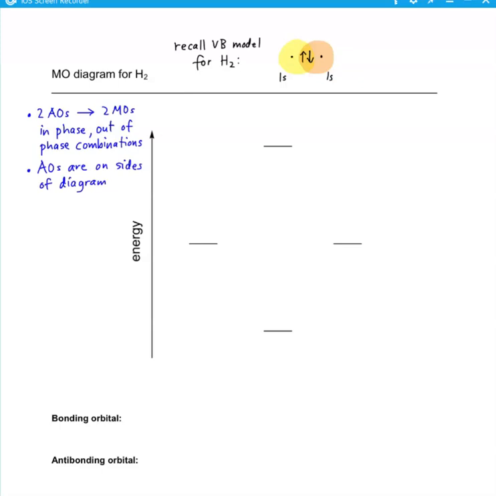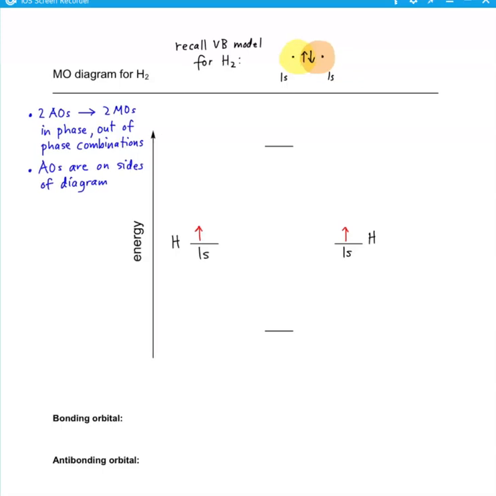So let's start drawing those things in. Over here on the left part of the diagram, I'm going to say that this is a hydrogen 1s orbital. So that's the 1s orbital on one of the hydrogen atoms. And then over here on the right is the other hydrogen atom's 1s orbital. And each of those contains one electron. Now the remaining lines in this diagram are the molecular orbitals. So the molecular orbitals appear in the middle of the diagram.